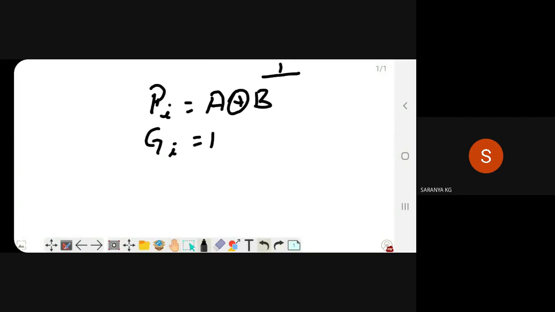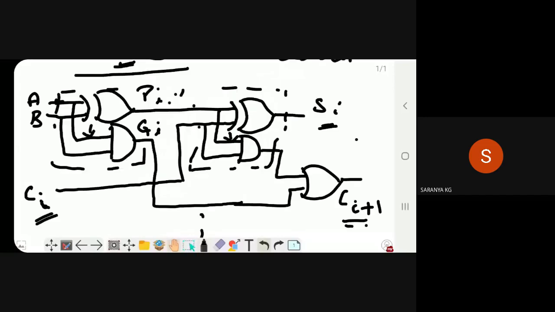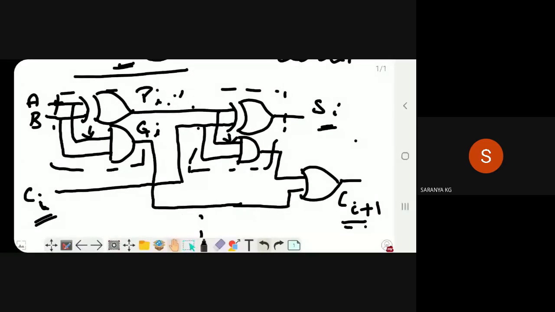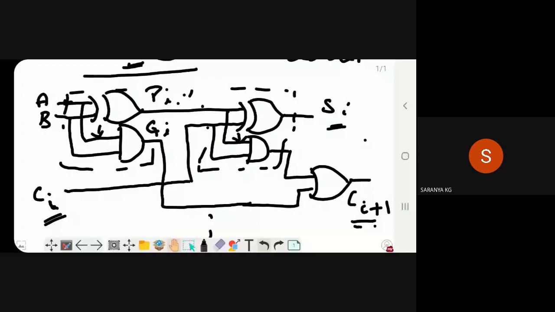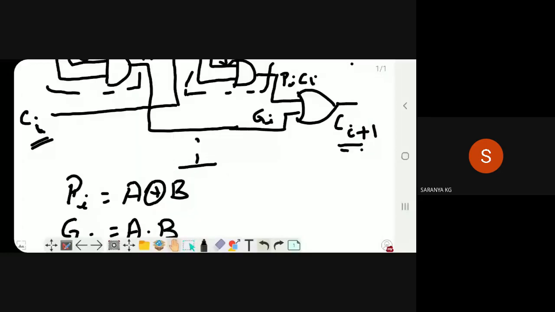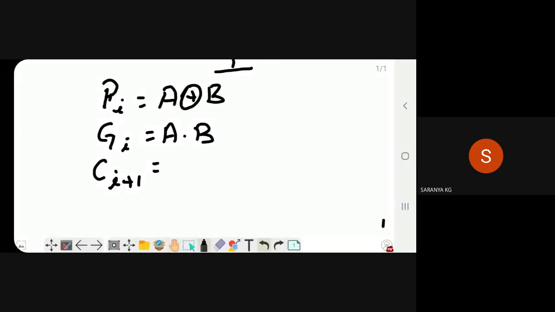A dot B. So at last I want the equation for Ci plus 1. So its equation is Gi plus Pi Ci. So the equation is Gi plus Pi Ci.